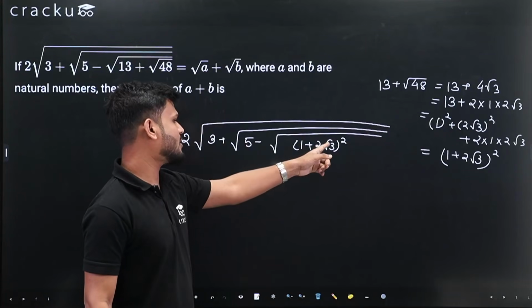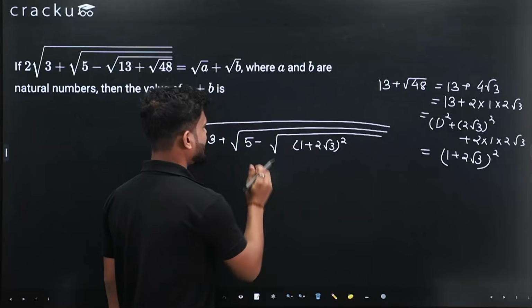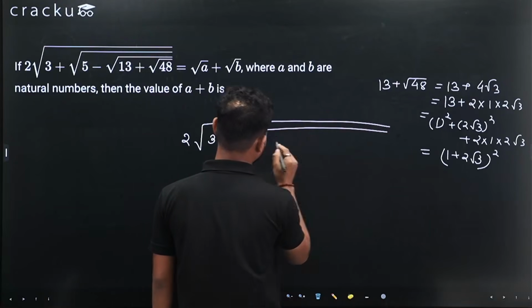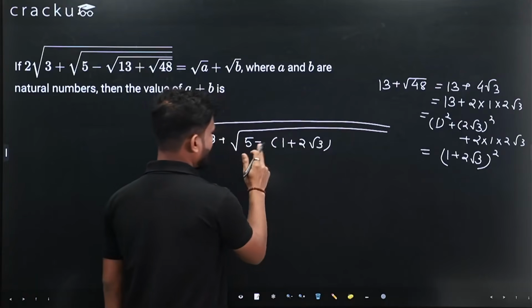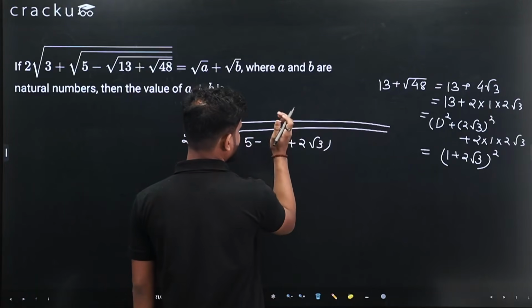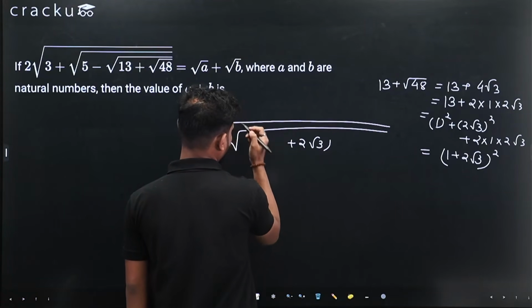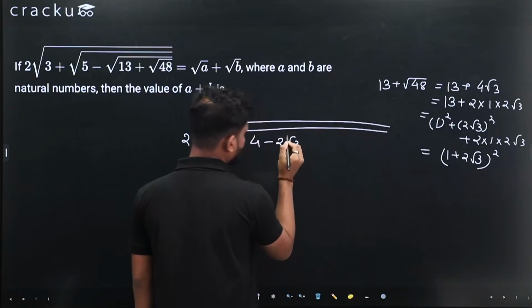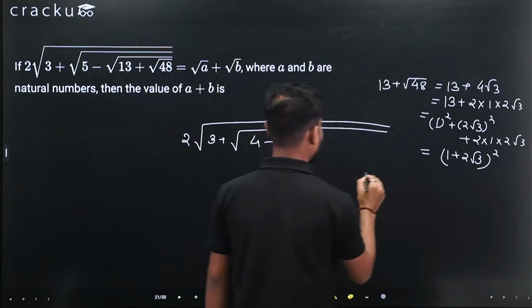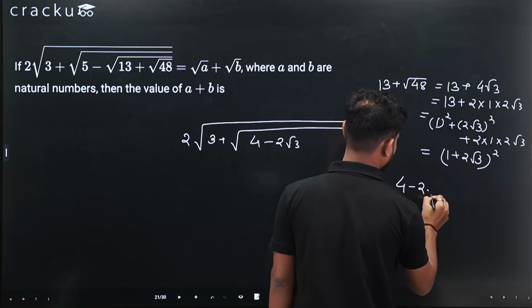What is square root of the 1 plus 2 root 3 whole square? It is nothing but 1 plus 2 root 3. So this will be 1 plus 2 root 3. 5 minus 1 minus 2 root 3. This is nothing but 4 minus 2 root 3 whole square. Now I have 4 minus 2 root 3.